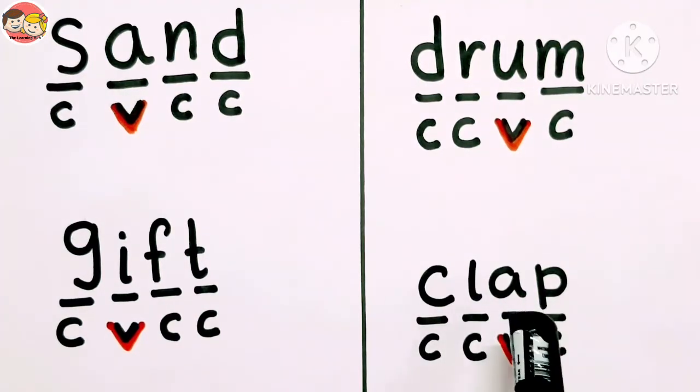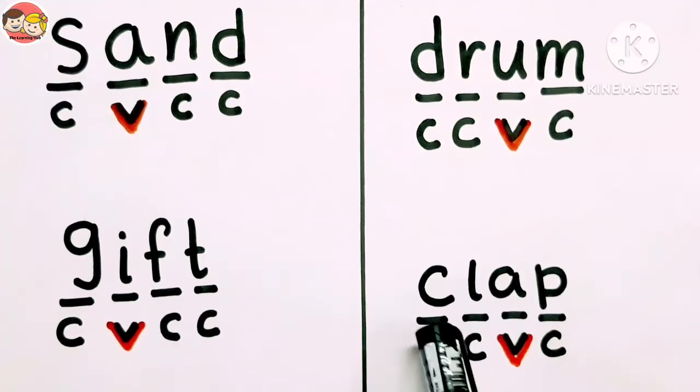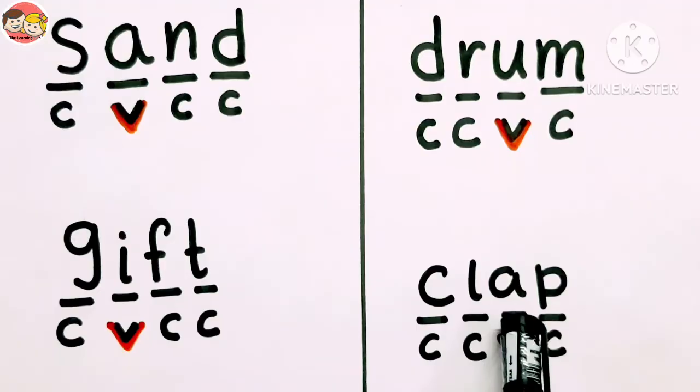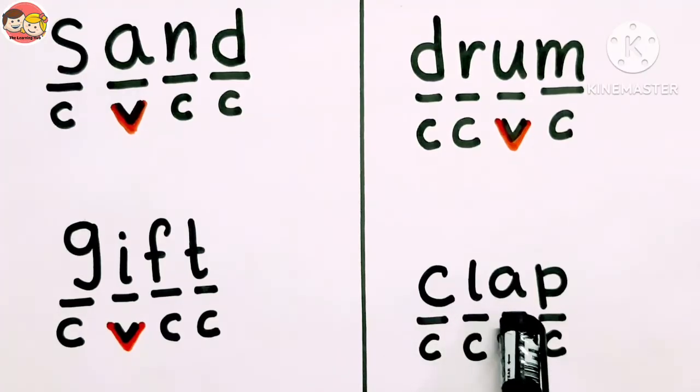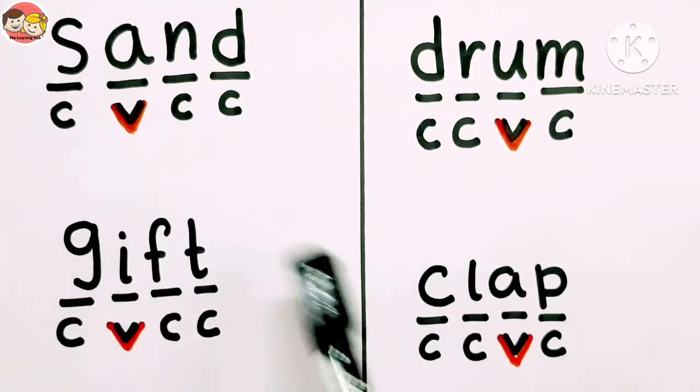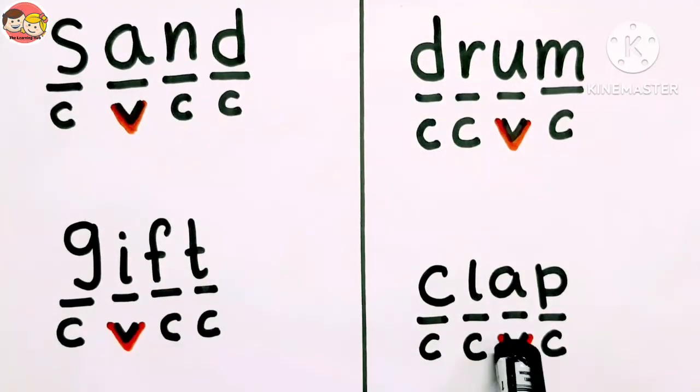CLAP. One vowel is there, that is A. So here the vowel sound is going to be short. K, L, A, P. Clap. So both have only one vowel. One vowel sound is going to be short.